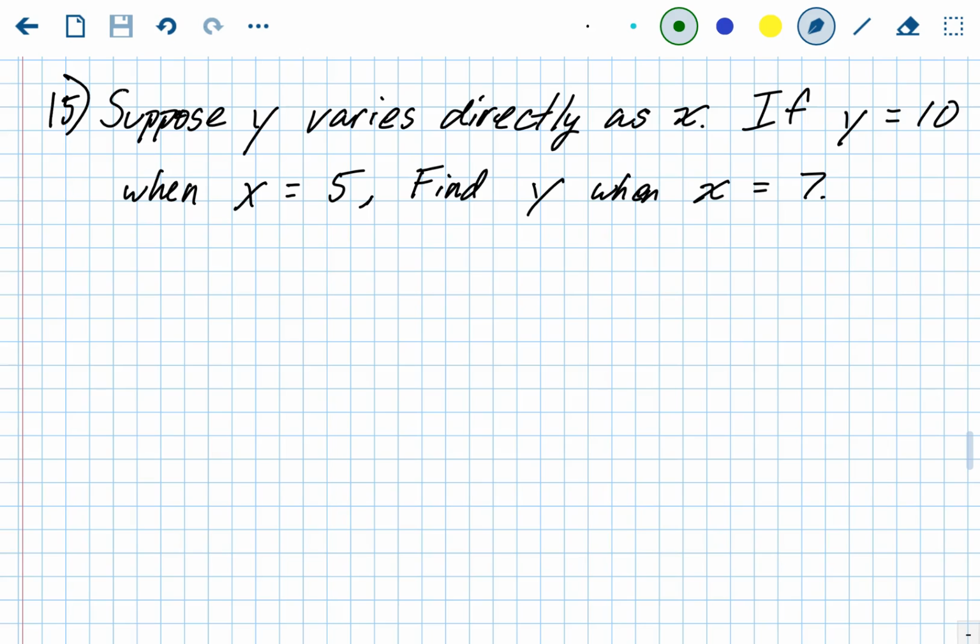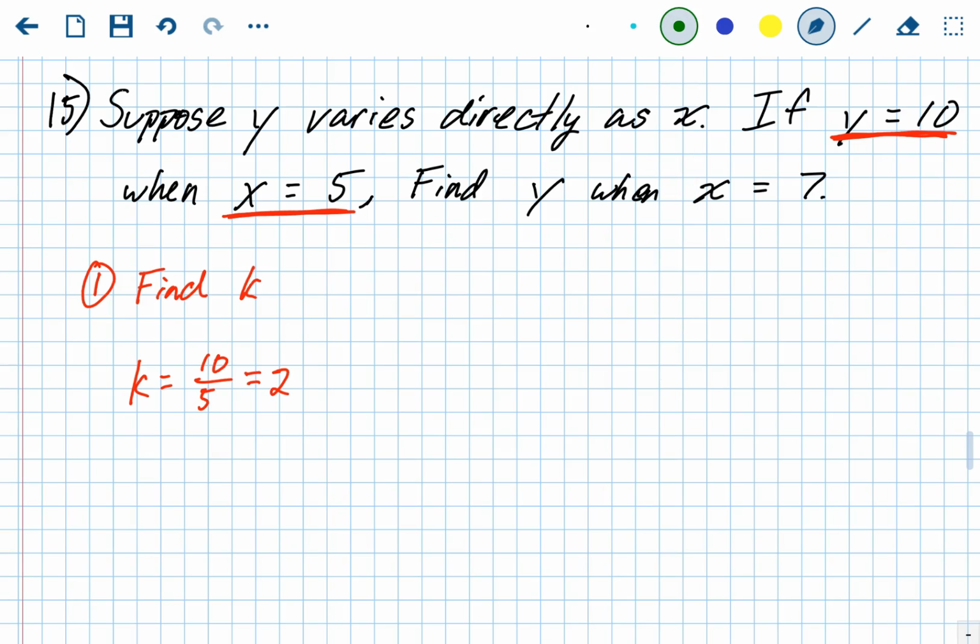So in 15, suppose y varies directly as x. Okay, there's that phrase that has to be in all these. If y equals 10 when x equals 5, find y when x equals 7. Okay. First thing we're going to have to do is find k. We know that y varies directly as x because it says so. We know this is direct variation. So we're going to have to find k first by doing y over x for the full version that they gave us. So they gave us y equals 10 when x equals 5. So they gave us a point, basically. They gave us part of the table. So k is going to be y over x, 10 over 5, which is 2.